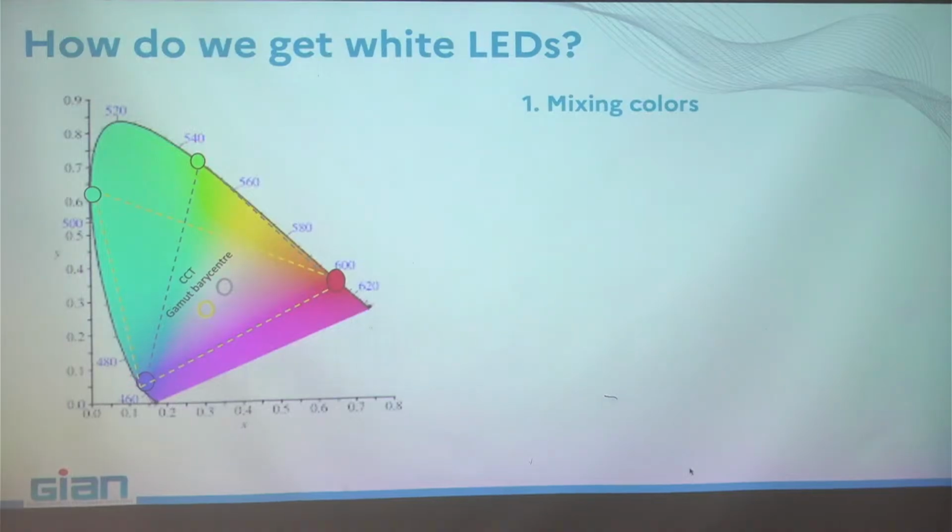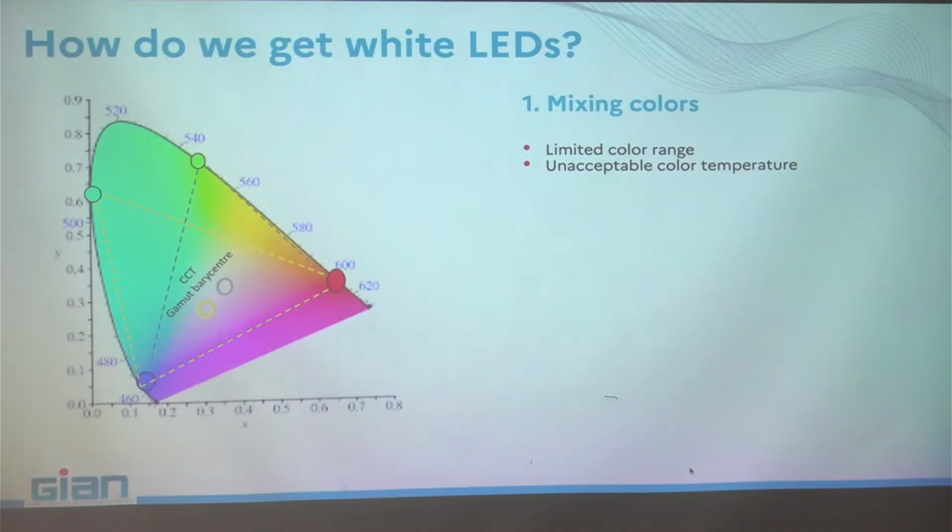Remember our eye is sensitive to red, green, and blue. If you set red, green, and blue, you can get white light. If you combine those three colors here and you take the barycenter of this triangle, the white that we get is here, which is neutral white, but you have a number of drawbacks.